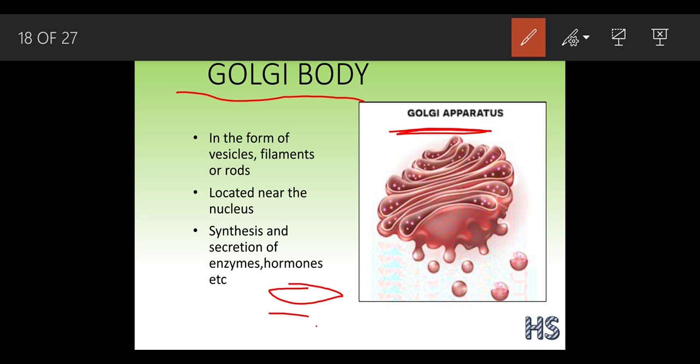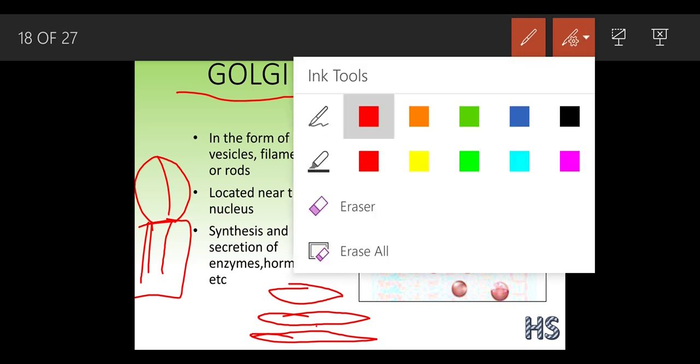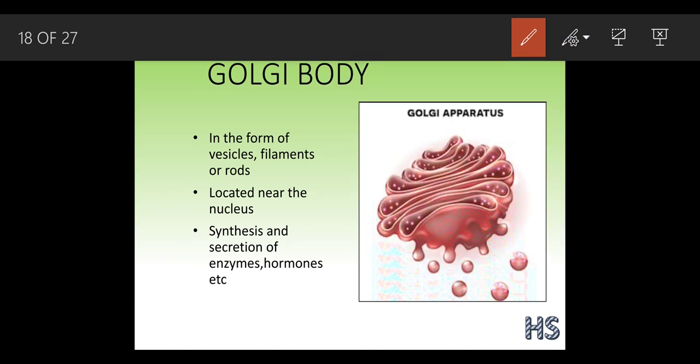Filament, we have studied this in the flower chapter. There was one filament, and on this filament there was an anther in the flower chapter. So this was the filament structure. Same like that, the Golgi apparatus seems to be a filament-like structure. Where is it located? Location is very important: near the nucleus.